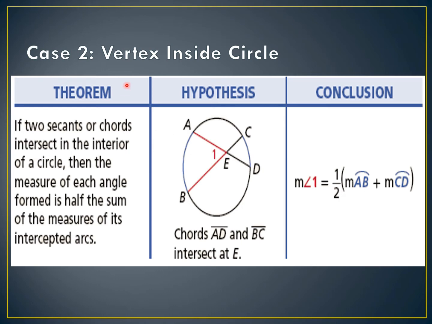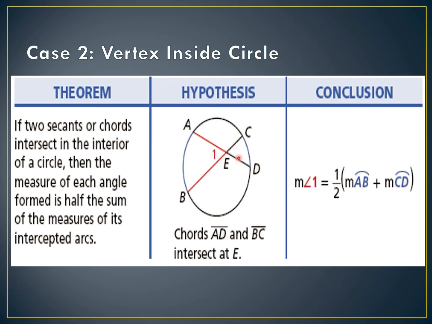On case number 2 naman, yung vertex naman ng angle na na-form is inside the circle. So, sabi dito sa theorem, if two secants or chords intersect in the interior of a circle, then the measure of each angle formed is half the sum of the measures of its intercepted arc. So, dito meron tayong chord AD at saka chord BC nag-intersect sa point E. So, meron siyang na-create na angle. So, meron tayo ditong angle 1 at saka angle CED.